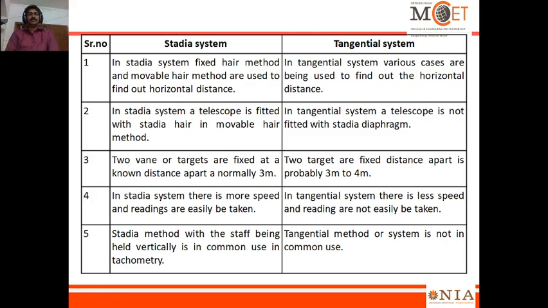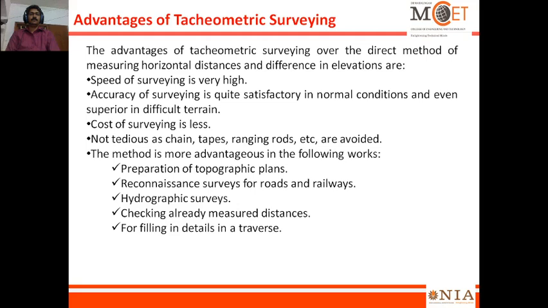The stadia method with the staff being held vertically is in common use, but normally holding the staff that way may create error, right? So predominantly vertical holding only is used. The tangential method or system is not in common use. These are the differences you have to remember, right?